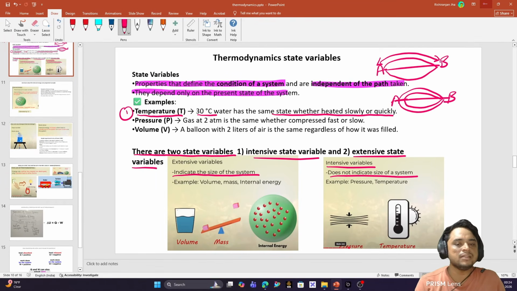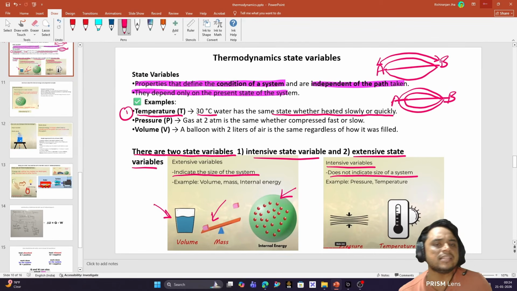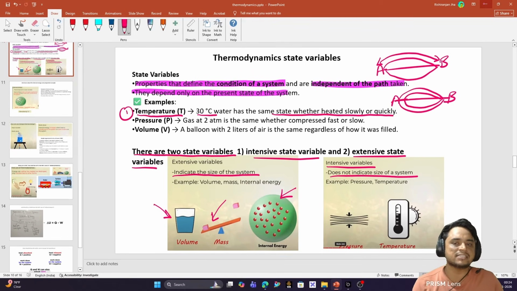For example, what are the extensive variables? Volume can be considered an extensive state variable, and mass can also be considered an extensive variable. Internal energy can also be considered an extensive state variable. Internal energy, we will cover it later in detail. I'll explain what internal energy is. It will be uploaded in the next video lecture, but for now just understand there are two types of variables. One is the extensive variable, the second one is the intensive variable.